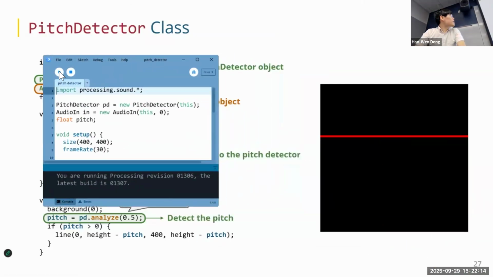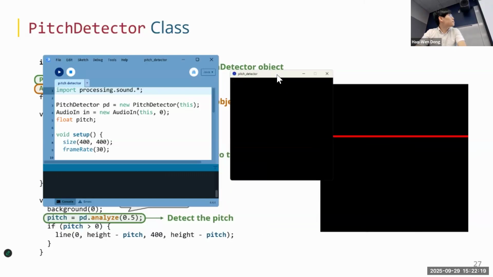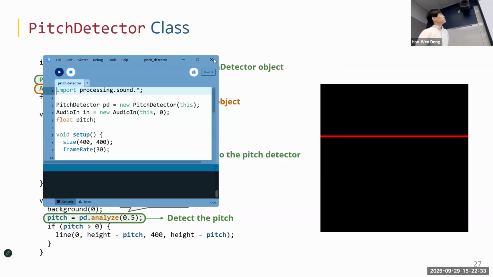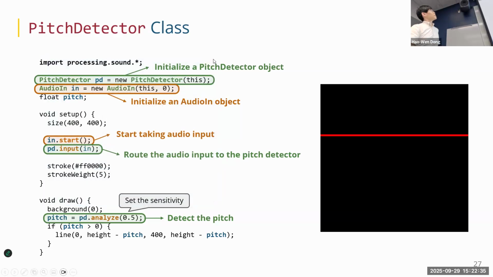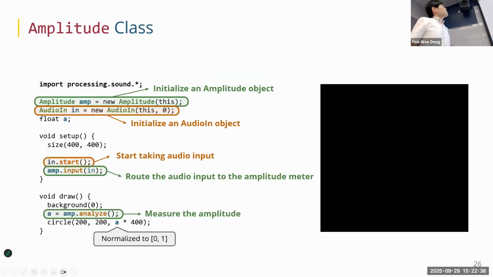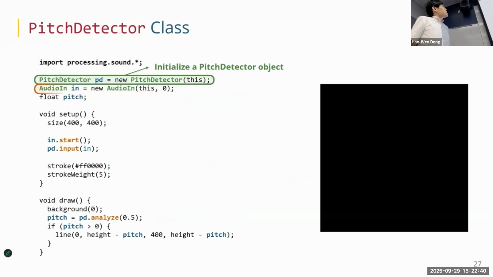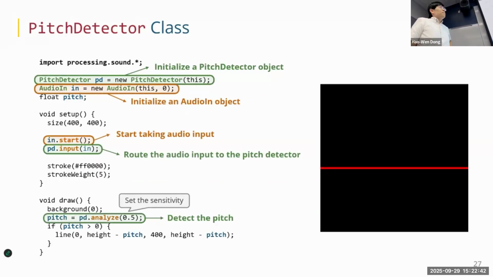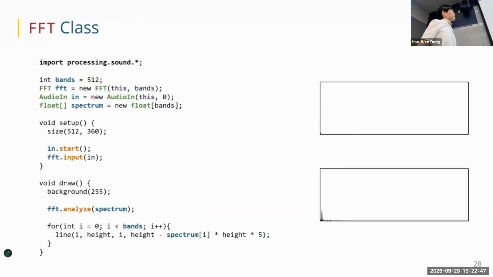So you can see in this case, now it will be taking my sound. So you can see a pitch. You see that, it could be different pitch. Anyway, so that's the amplitude class and the pitch detector class. There's also a beat detector class you can explore, which is a little bit different from these two.